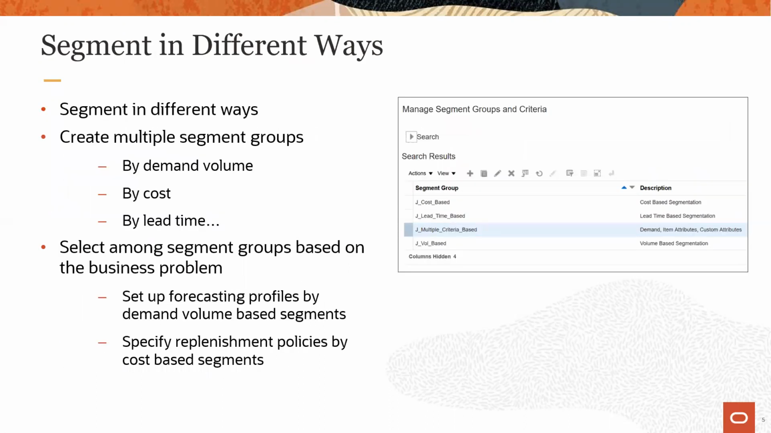You can create multiple segment groups based on specific attributes or combination of attributes. You can then select these segment groups based on the business problem. Example, for setting up policies, you can decide to use cost-based segments. For focus profiles, you can use demand volume-based segments.